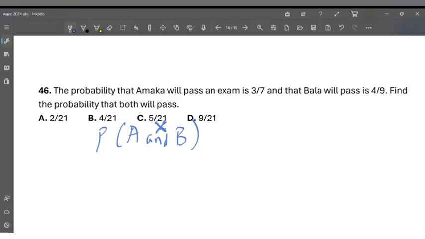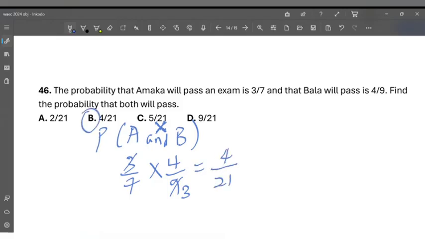It's times. So all I need to do is multiply the probability of Amaka passing, which is 3 over 7, times the probability of Bala passing, which is 4 over 9. So 3 will go here 1, 3 here is 3. So that leaves me 4 over 7 times 3, which is 4 over 21. So option B is the correct answer for this question.